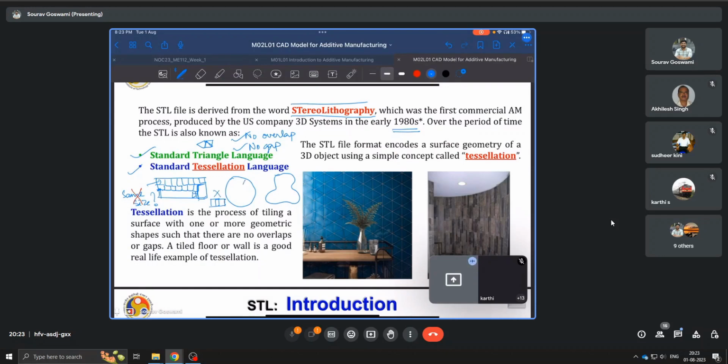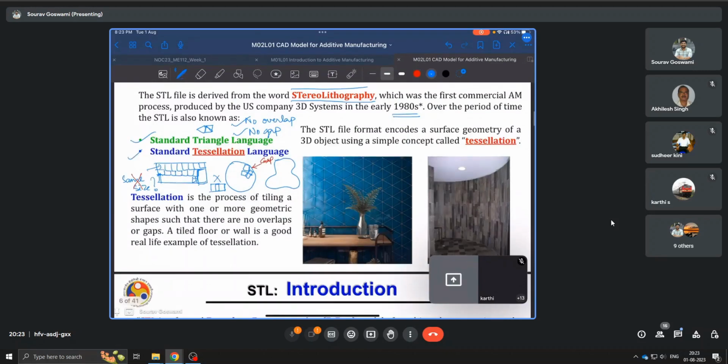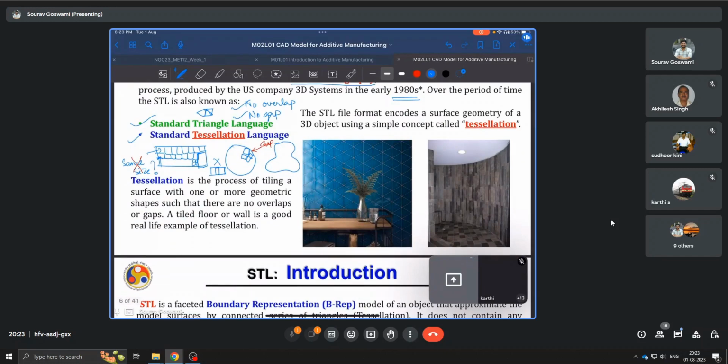So I try to tessellate it with squares, and suddenly here I see that I can fit nothing. This remains a gap. This is not allowed. So also, as formally defined, tessellation is the process of tiling a surface with one or more geometric shapes. So you can actually combine multiple shapes, maybe fill this area with a triangle, such that there are no overlaps and no gaps.